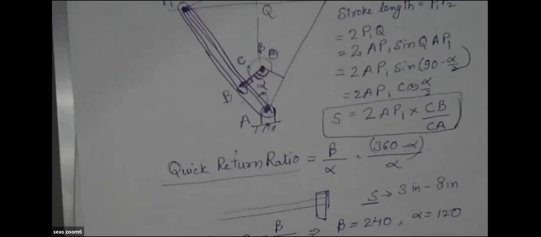बीटा को यहाँ पे ऐसा भी लिख सकते हैं 360 minus alpha by alpha is 2. So 360 minus alpha is 2 alpha. So alpha becomes 360 by 3, that is 120.